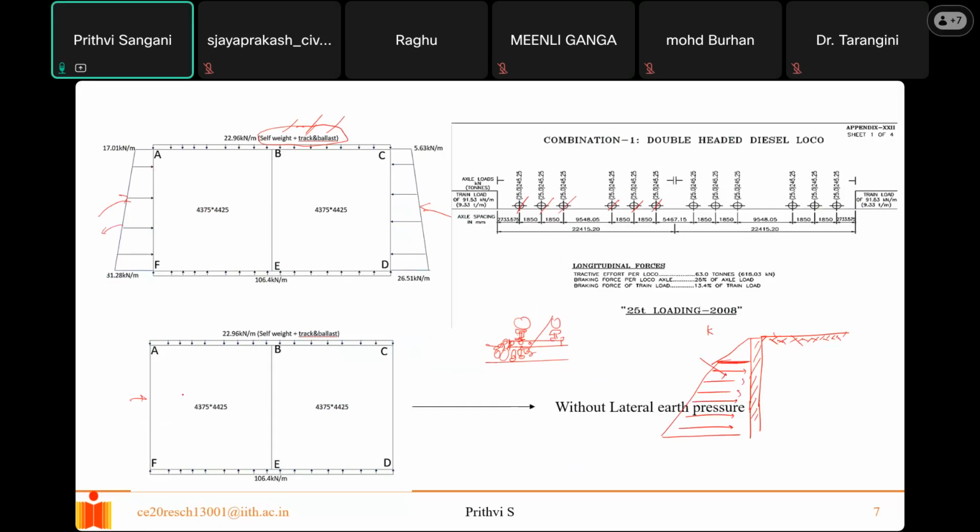When your track is going to come out of this embankment, there you will not see any lateral earth pressure. And we have also checked that combination when there is no lateral earth pressure. So this combination does not have any lateral earth pressure. Okay, here I have already mentioned without any lateral earth pressure. So these are the loading combinations.